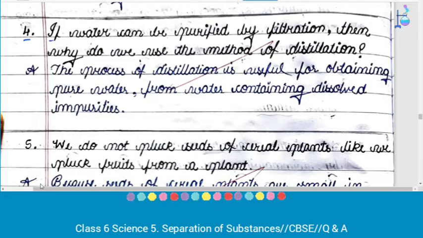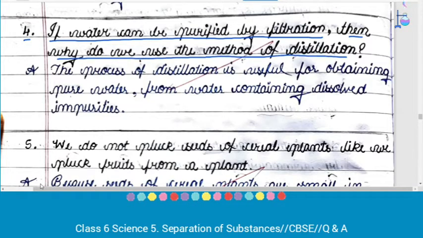Fourth, if water can be purified by filtration, then why do we use the method of distillation? The process of distillation is useful for obtaining pure water from water containing dissolved impurities. So, by the process of distillation, we obtain pure water.